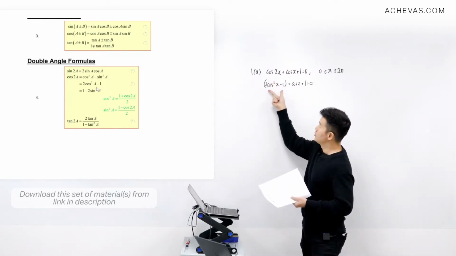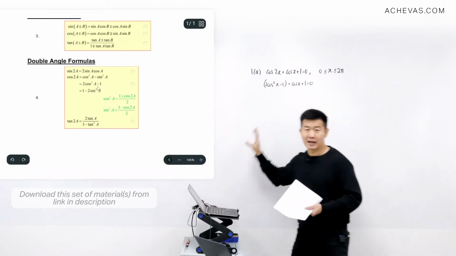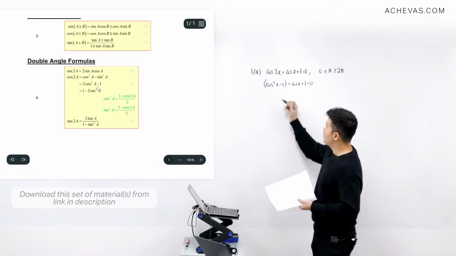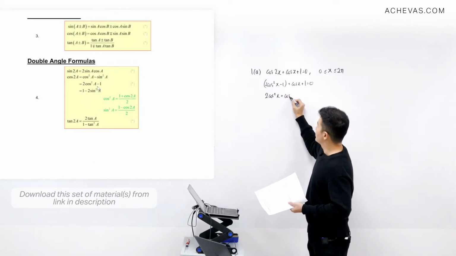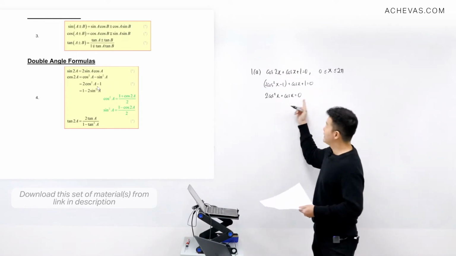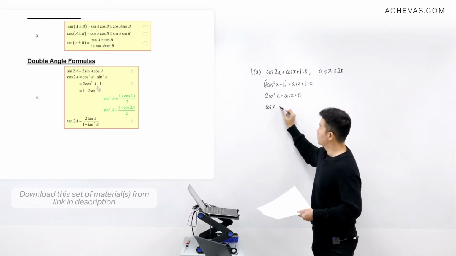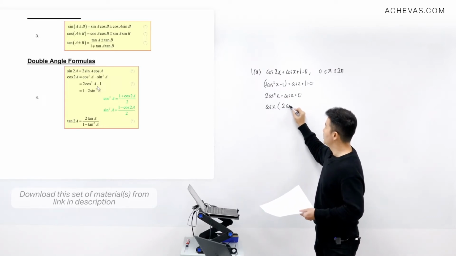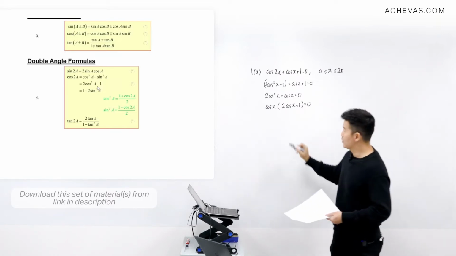Okay, this, to become this, is me making use of this identity: cosine 2a is equal to 2 cosine square a minus 1, replacing a here by x. So now we have 2 cosine square x plus cosine x, this is equal to 0. And now this equation is in terms of cosine x. I'm going to factorize out cosine x, which will give me cosine x times 2 cosine x plus 1, this is equal to 0.